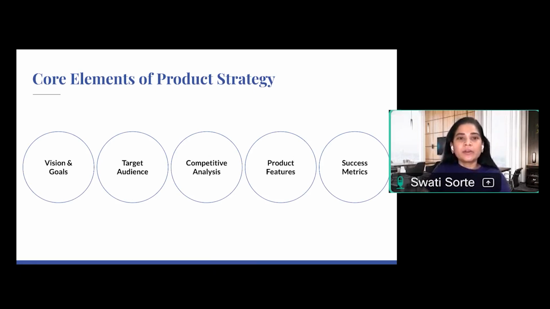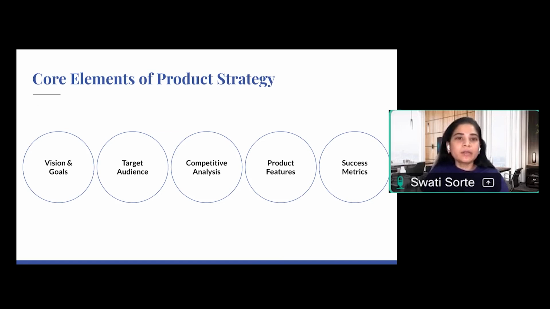Now that we understand the significance of the product strategy, let's dive deep into what it actually entails. First and foremost, the vision and the goals. A vision is something that defines the product's purpose, what it aims to achieve. This could involve solving a specific problem, addressing a specific market gap, or fulfilling a particular user need.